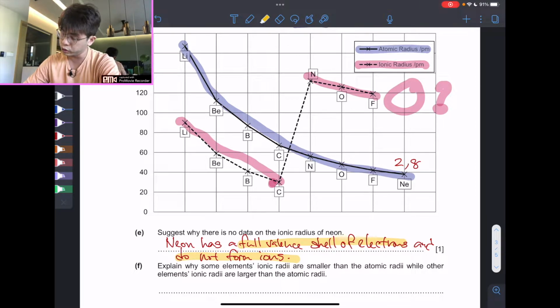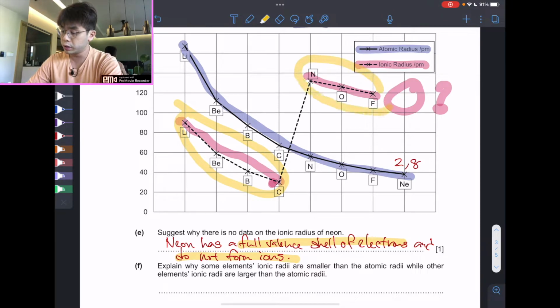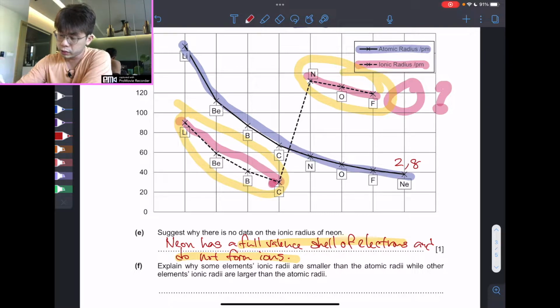Now the next question. Explain why some ionic radiuses are smaller. So I guess it's this part over here. But why are some bigger? Let's think about it. Lithium is 2.1. And 2.1 means that if I'm forming an ion, the lithium ion, Li plus, would be 2. So you can see that lithium has 2 shells, the lithium ion has 1 shell.